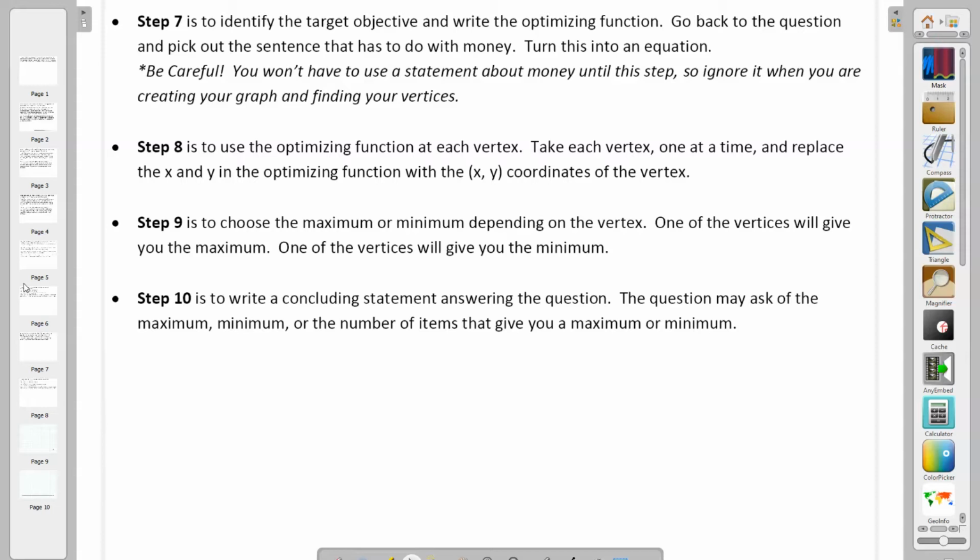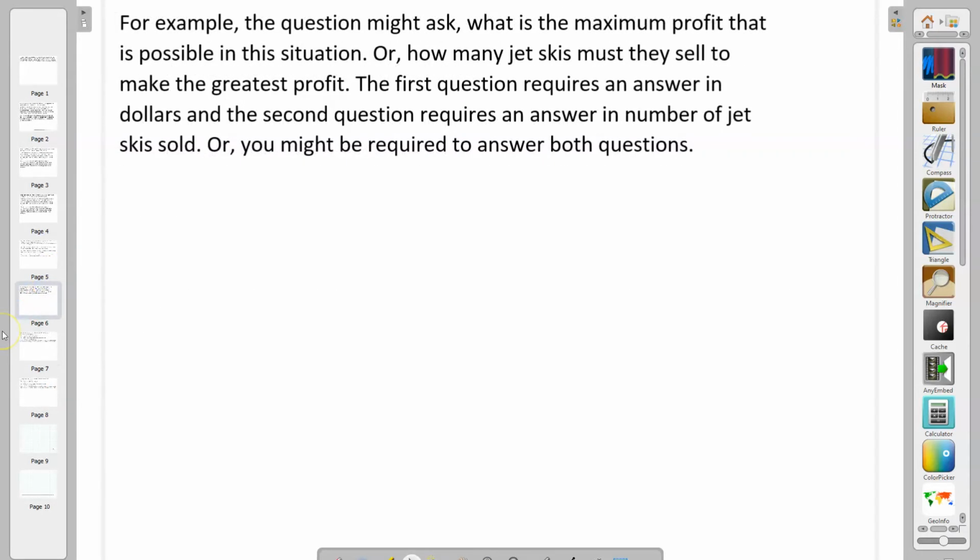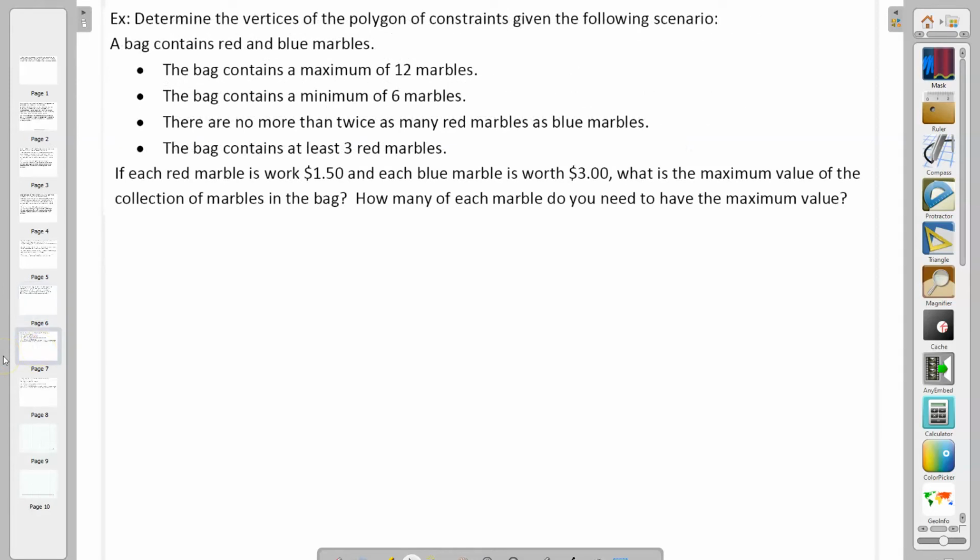The question may ask the maximum, minimum, or number of items that give you a maximum or minimum. For example, the question might ask, what is the maximum profit that's possible in this situation? Or, how many jet skis must they sell to make the greatest profit? The first question requires an answer in dollars, and the second question requires an answer in number of jet skis sold. Or you might be required to answer both questions. So let's look at an example.